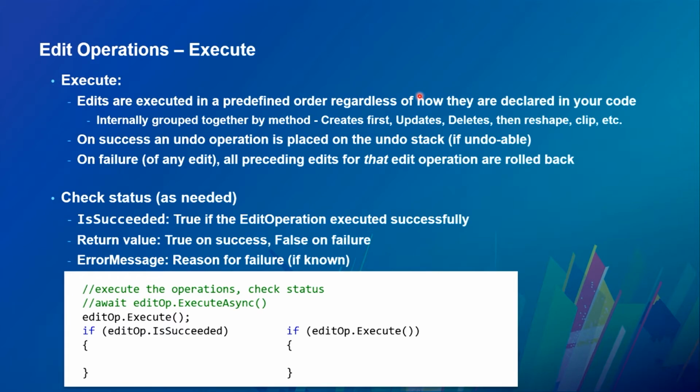On success, all the edit operations are placed on the stack and the edits actually occur on the database. If you do stack up a whole bunch of edits, like 100 creates, and say the last one fails, then we fail all of them. So if one fails, they all fail. We don't want to get the database into this half-succeeded, half-failed state. So it's an all-or-nothing kind of operation.